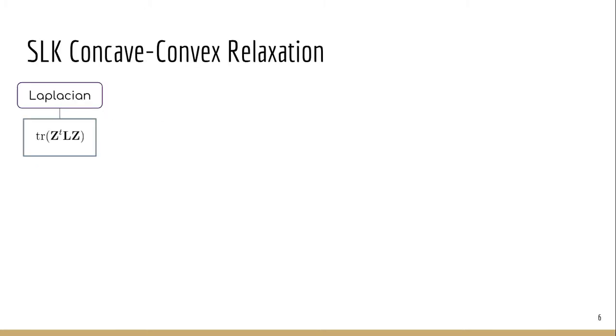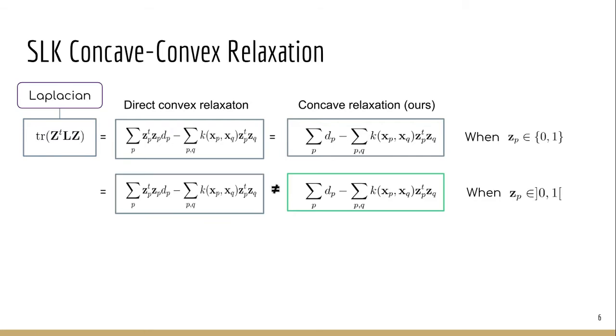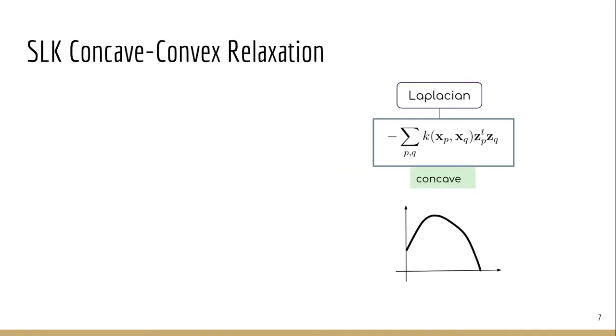So if we take the Laplacian, we can write it in these two forms, which are equal at the vertices of the simplex. However, they are not the same for the relaxed domain, and we notice that we don't relax this term, which gives us a tighter relaxation to the original Laplacian objective. So we take this term, and this is a concave function, thus optimizing the first order approximation decreases the original energy at each iteration. And this concave relaxation can be useful for the Laplacian regularizer in any other context.